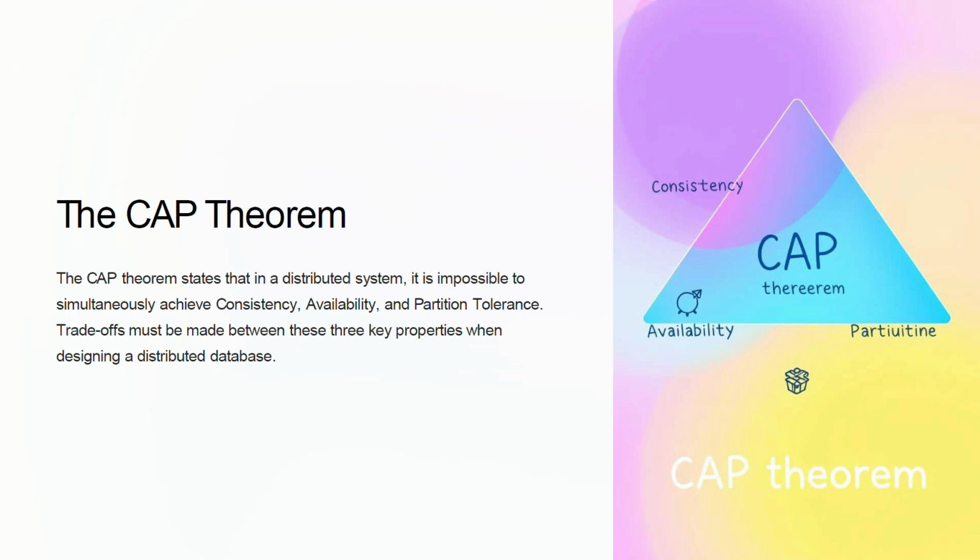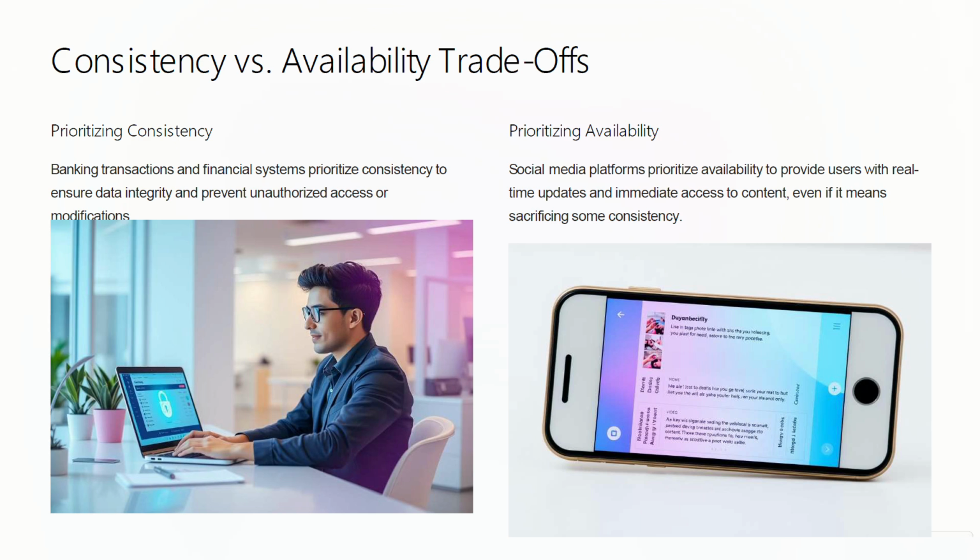If we prioritize consistency and availability, we may lose partition tolerance. If we prioritize availability and partition tolerance, we may sacrifice consistency. Consistency versus availability: in distributed systems, designers often face a trade-off between consistency and availability, depending on the application's requirements. For applications where data integrity is critical, like a banking system, consistency is prioritized over availability. Example: a banking application would rather deny access temporarily than risk showing users an inconsistent account balance.